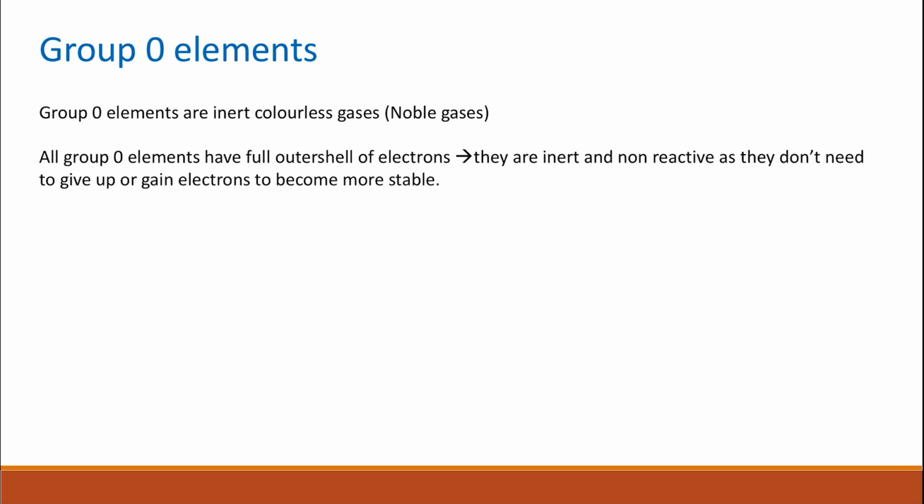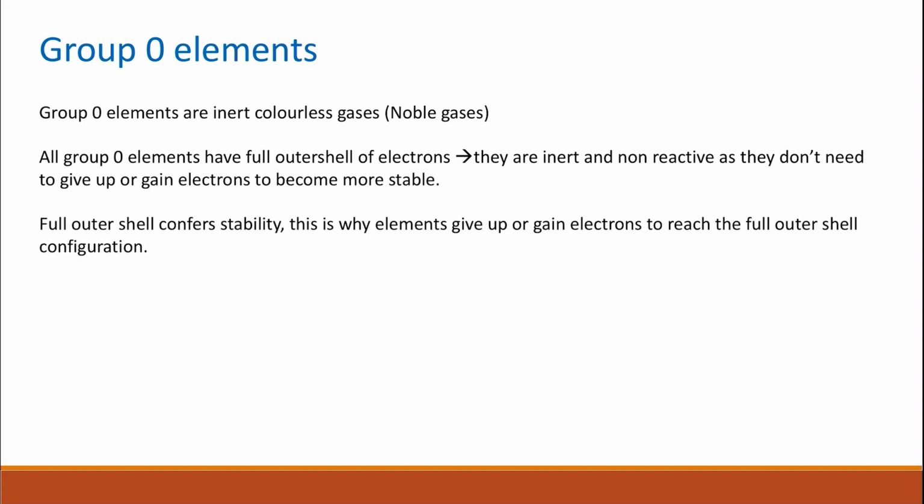So group 0 elements, this is the group that we find in the far right of the periodic table. Group 0 elements are all inert colorless gases and they are called noble gases. Group 0 elements have a full outer shell of electrons, so all of them have 8 electrons in their outer shell, except helium, which only has 2 electrons in its outer shell because it only has one shell of electrons.